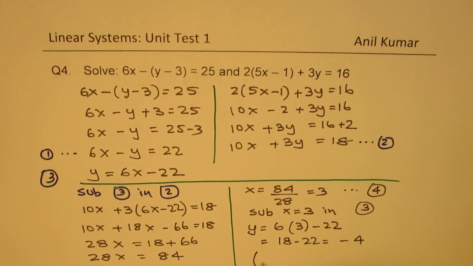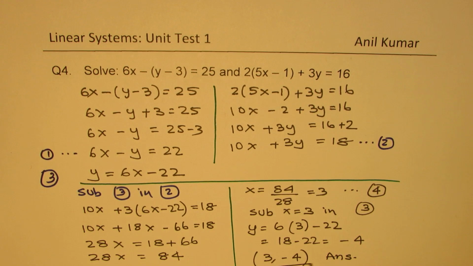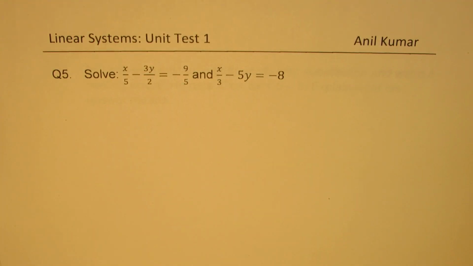So the solution here will be 3 and minus 4. Is that clear to you? So that becomes our answer. Is that clear? So that is how we are going to solve it. So now we have another question which involves fractions. You can use any method to solve this linear system. So I'd like you to pause the video now, solve, and then look into my solutions.